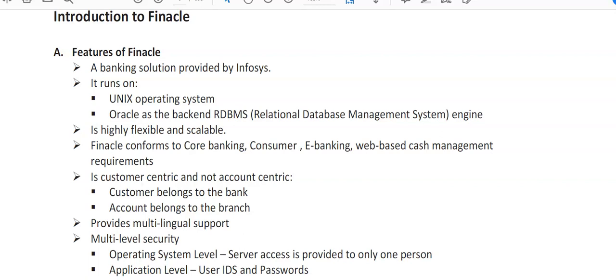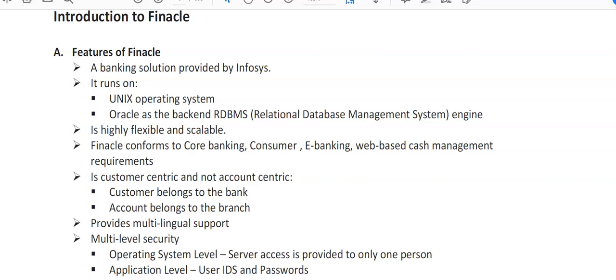So first of all, let me start with the introduction of Finacle. The features of Finacle: a banking solution provided by Infosys. It runs on Unix operating system, with Oracle as the backend RDBMS, that is Relational Database Management System engine. It is highly flexible and scalable. Flexible means we can use these features according to our requirement, and scalable means various features can be added into it. Finacle conforms to core banking, consumer, e-banking, web-based cash management requirements.